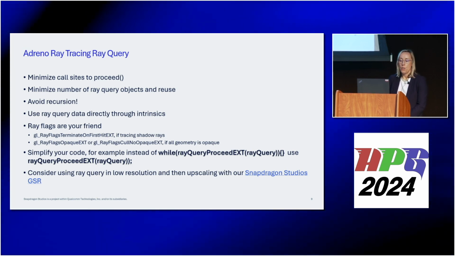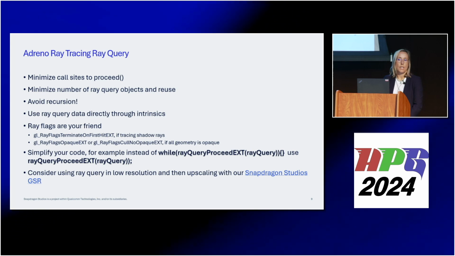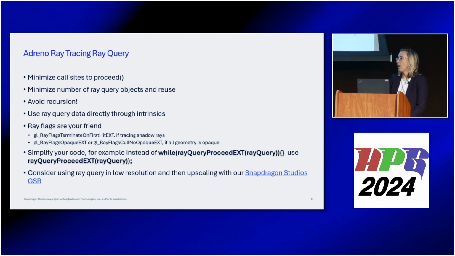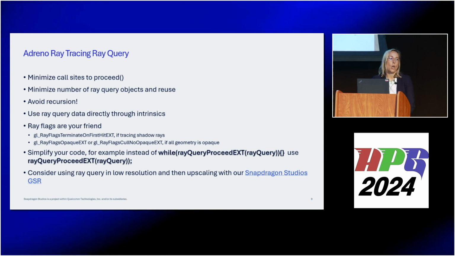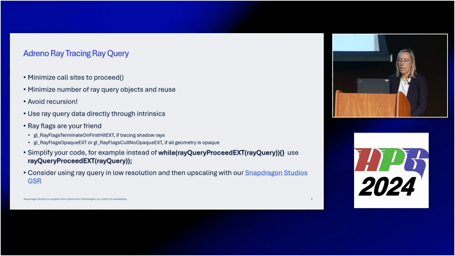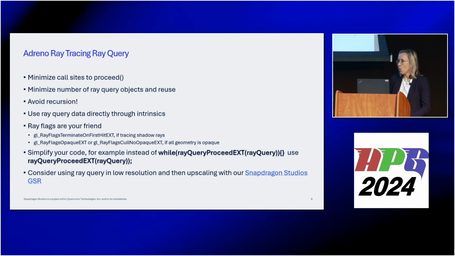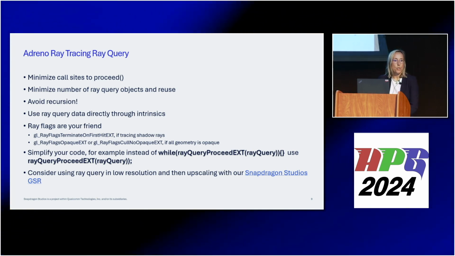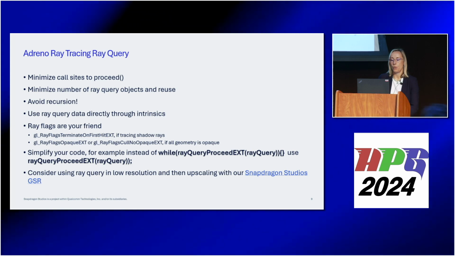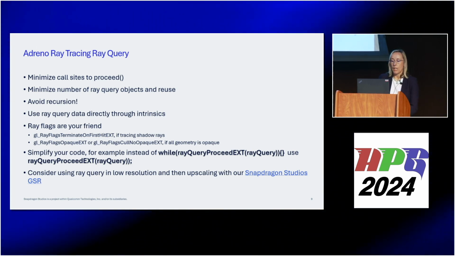And then use ray query data if you need to access it through intrinsics that are available in the language. Please avoid creating your own custom data structures where you copy ray query data into those structures and then use them from there. Because creating your own data structures, again, probably uses additional GPRs that you can't afford to use anyway, and the data is already available to you through the intrinsics.